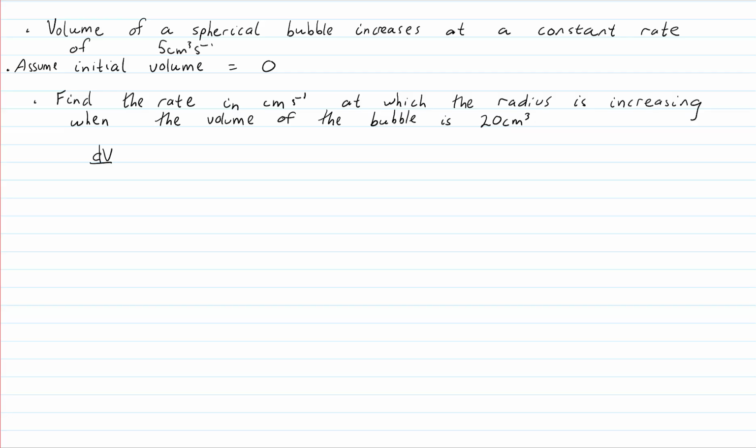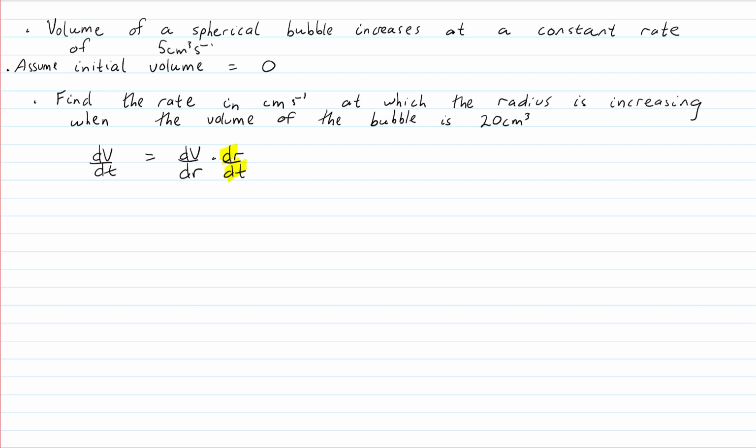How the volume changes with respect to time is going to equal how the volume changes with respect to the radius multiplied by the rate of change of the radius with respect to time. So that is dr by dt, and this is the one we want to find. dV by dt we know is 5 centimeters cubed per second, and dV by dr we can work out.